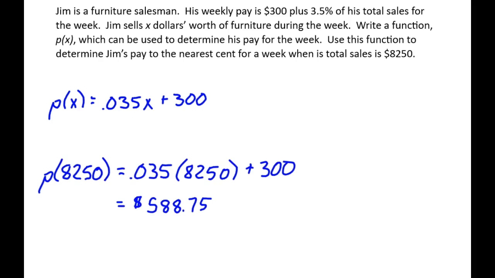Now we want to use that equation to determine what Jim's pay would be to the nearest cent for a week when his total sales was $8,250. So we simply have to plug $8,250 in for x. So we take 0.035 times 8,250 plus 300, and now we get a total of $588.75. So that would be Jim's pay for that week if he sold $8,250 worth of furniture that given week.